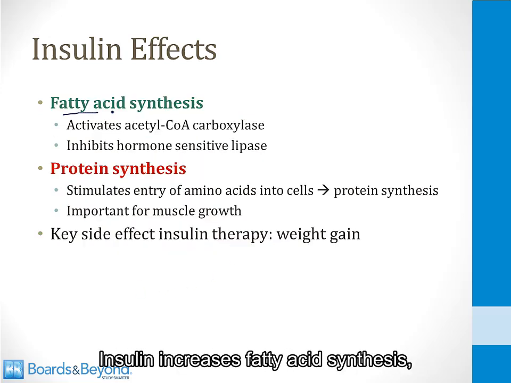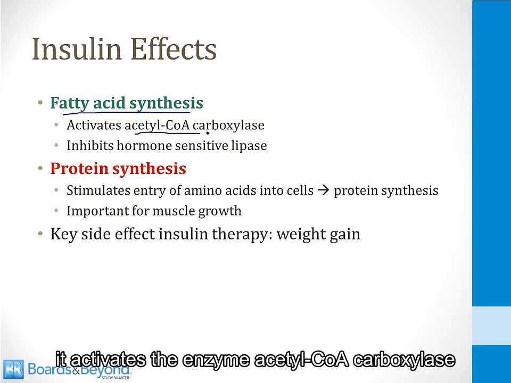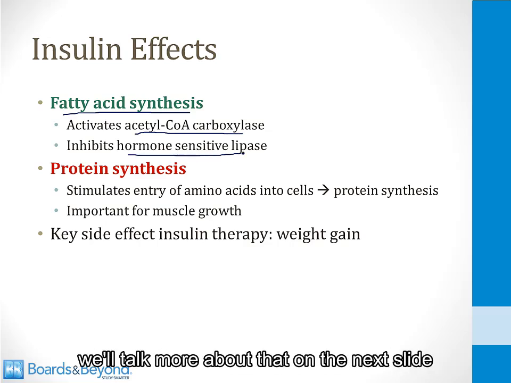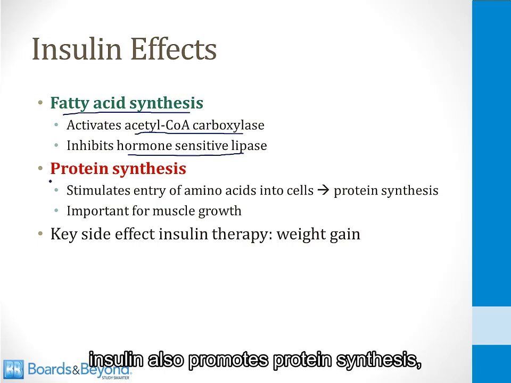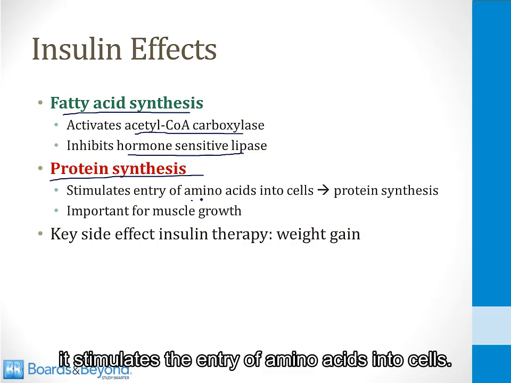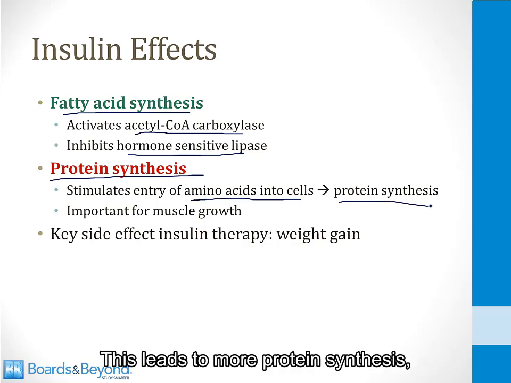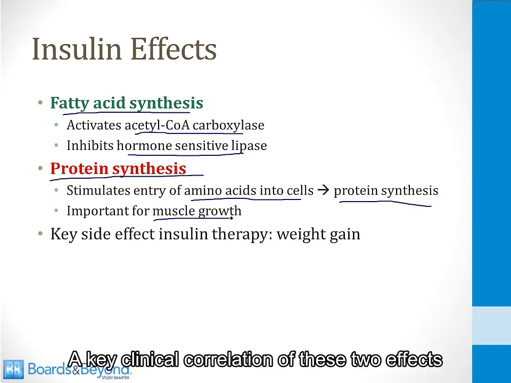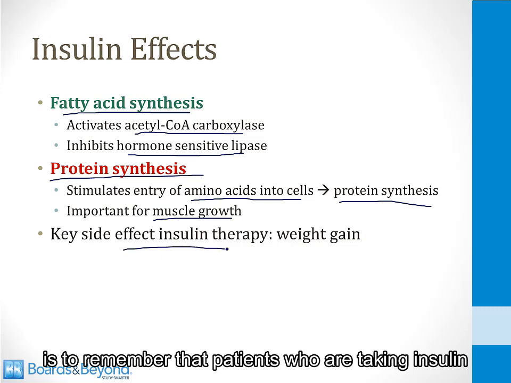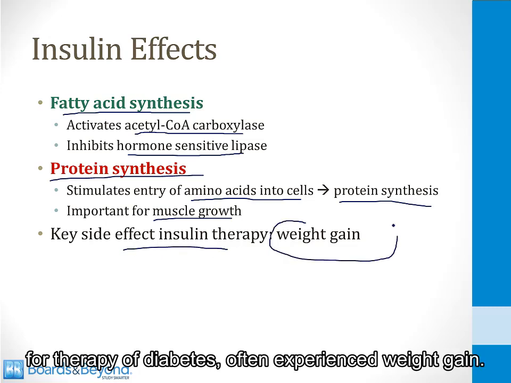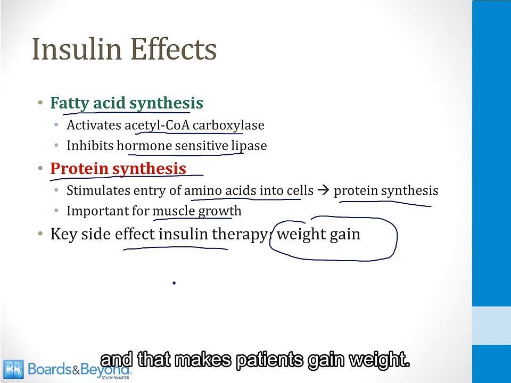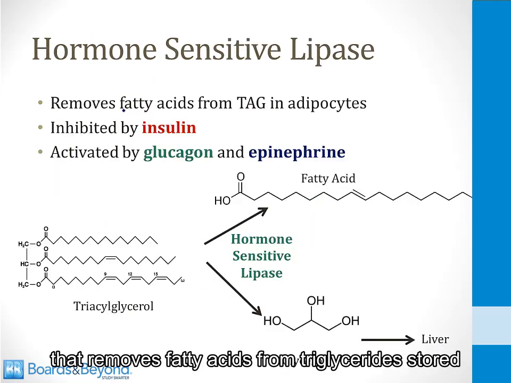Insulin increases fatty acid synthesis. It activates the enzyme acetyl-CoA carboxylase. It also inhibits the enzyme hormone-sensitive lipase. We'll talk more about that on the next slide. Insulin also promotes protein synthesis. It stimulates the entry of amino acids into cells. This leads to more protein synthesis, and this is important for muscle growth. A key clinical correlation of these two effects is to remember that patients who are taking insulin for therapy of diabetes often experience weight gain, and that's because insulin promotes the two effects I've shown in this slide, and that makes patients gain weight.